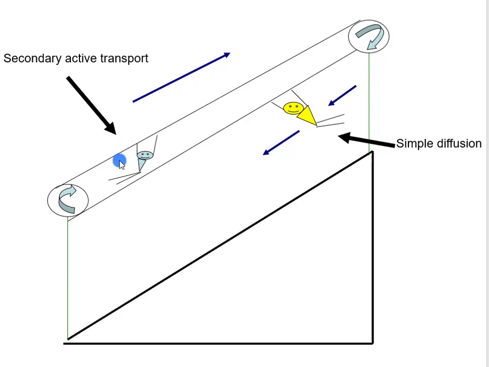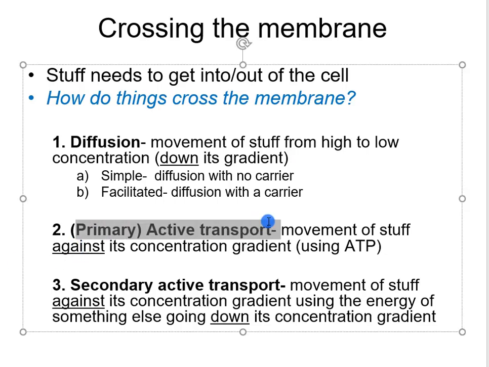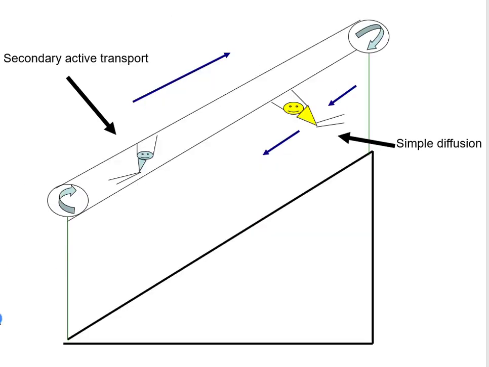But what about this blue guy? This blue guy, he's at low ground. Can he go to the high ground? Again, your answer should be only if there's energy applied into the system. Well, if the energy came from ATP, we would call it primary active transport. But where is the energy coming from in this case?